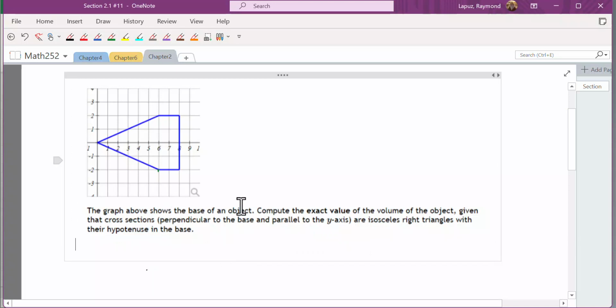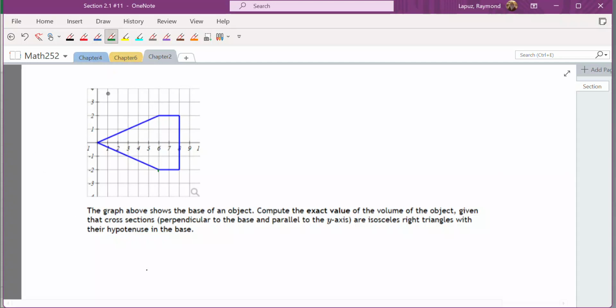Compute the exact value of the volume of the object given that the cross sections perpendicular to this base and parallel to the y-axis are isosceles right triangles with their hypotenuse on the base. So let's imagine one of these cross-sectional cuts, and I'm going to just make a random slice over here. There's actually going to be two different problems that we're going to put together. But here one random slice would look like that. And so this is looking at the object, the solid, directly from the top.